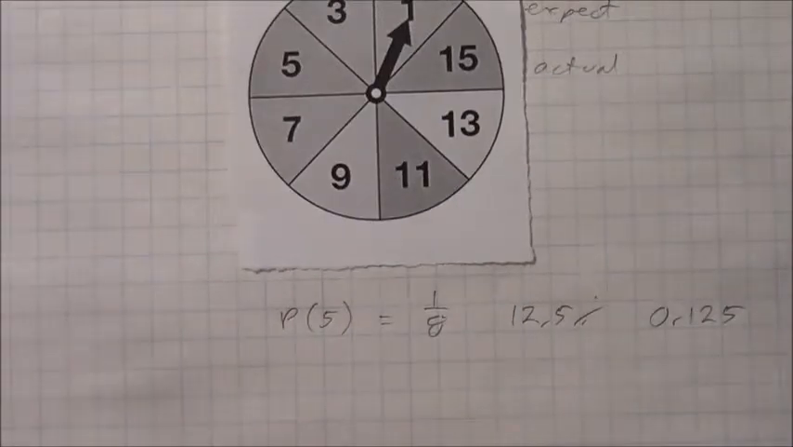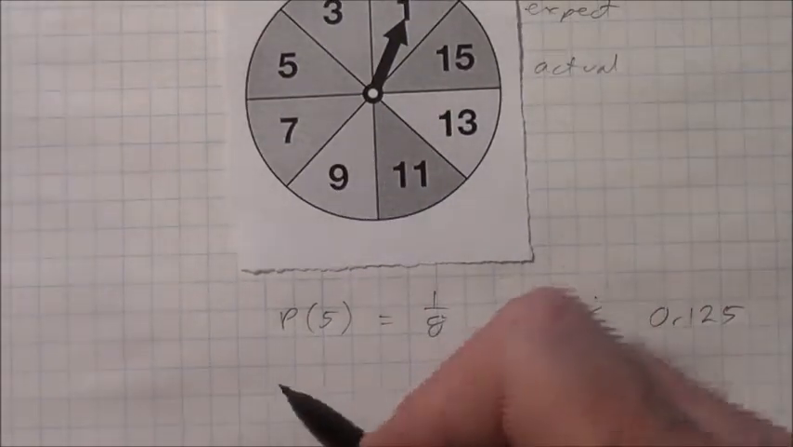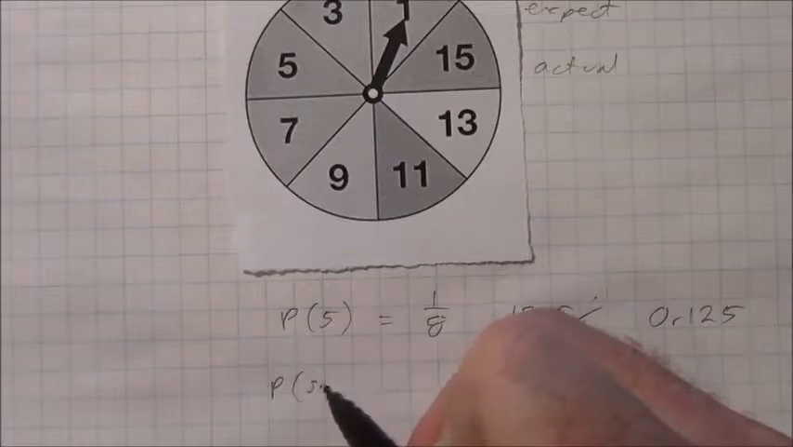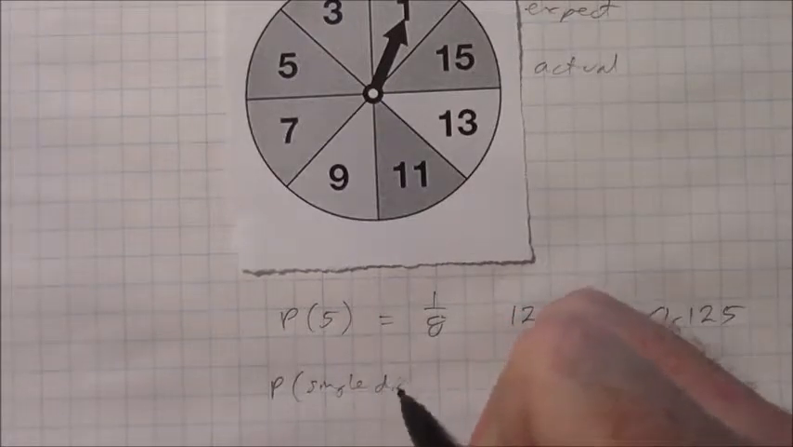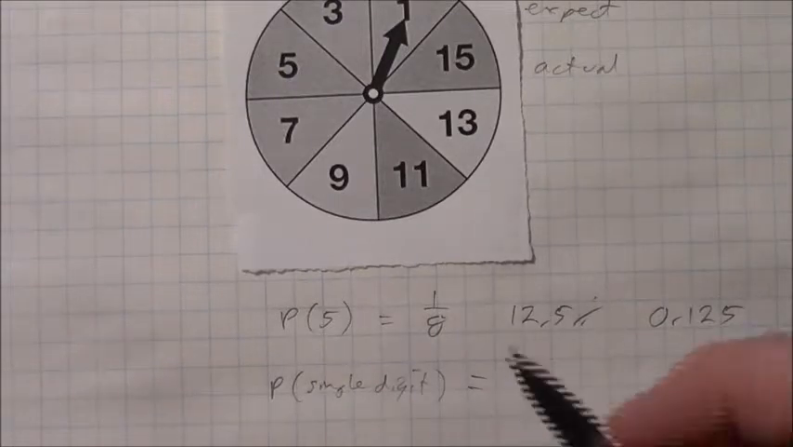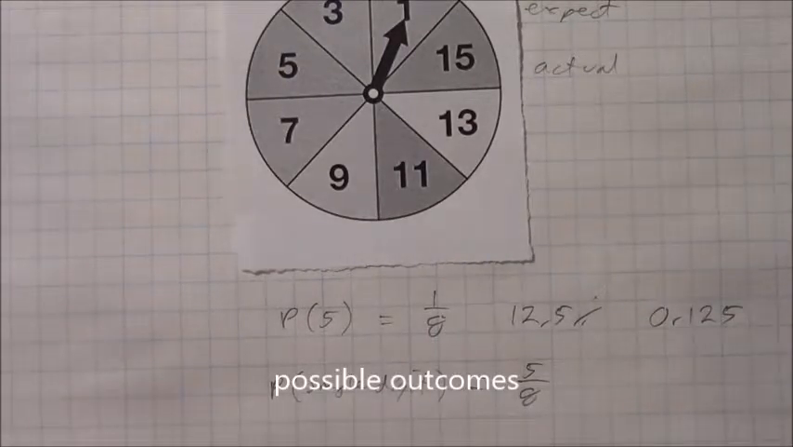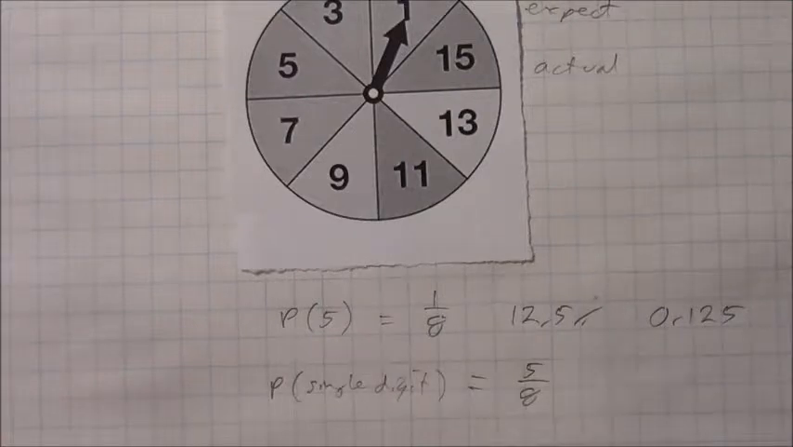Suppose we say, okay, well, what if it's a single digit value that occurs? Well, we've got 1, 2, 3, 4, 5 single digits. So the probability of a single digit occurring when we spin the spinner is going to be 5 out of the 8 total sectors. Okay?